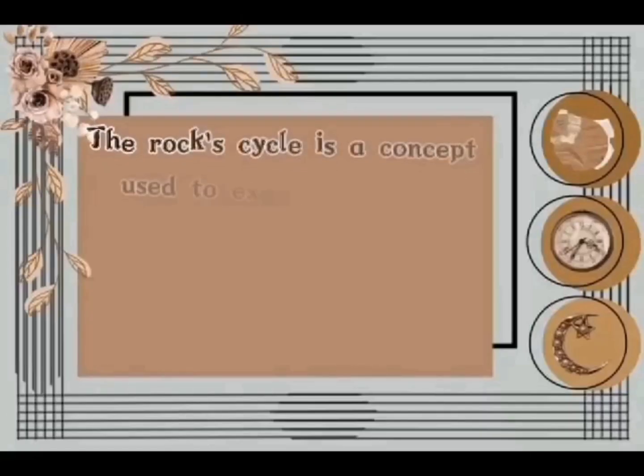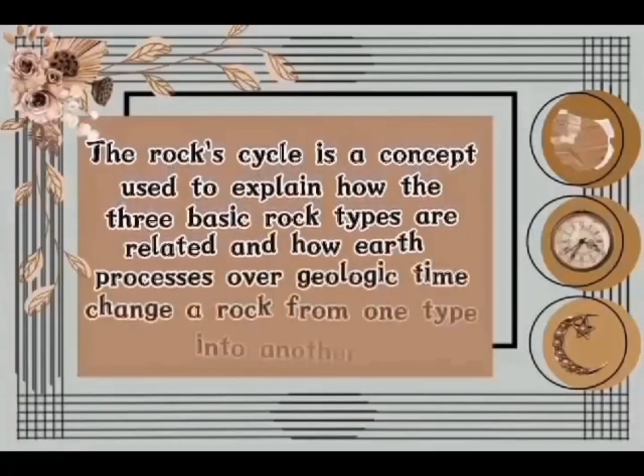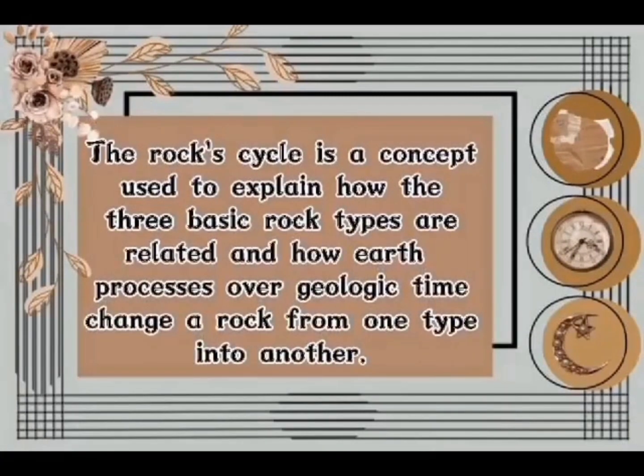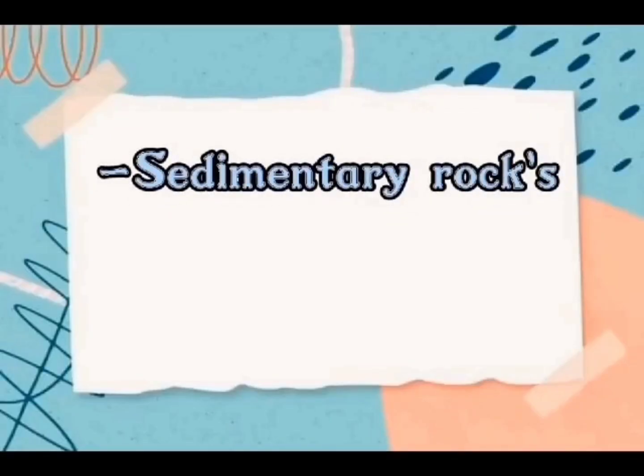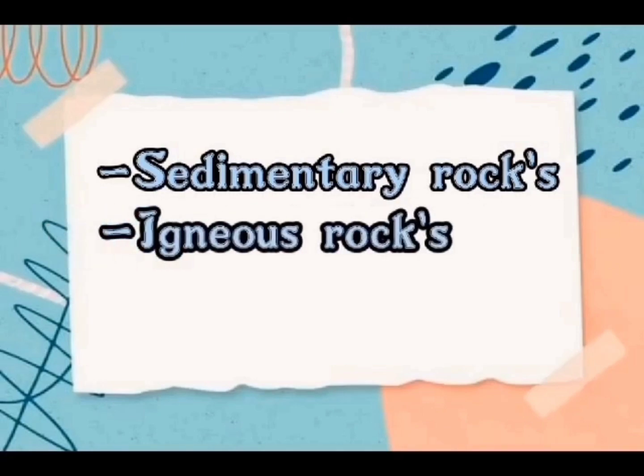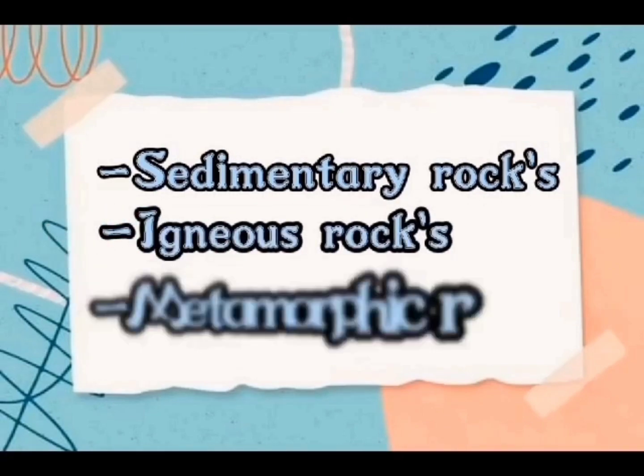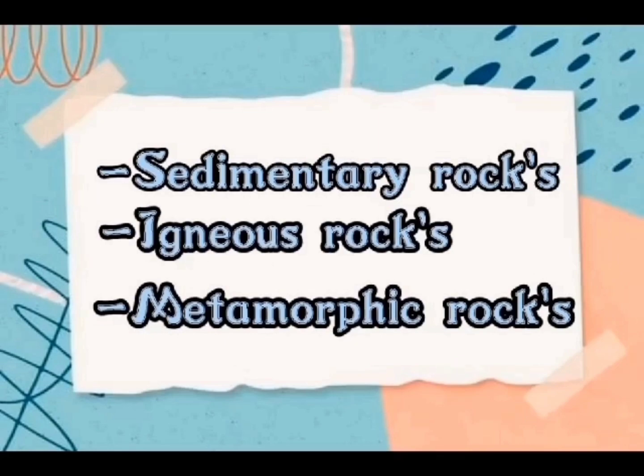The rock cycle is a concept used to explain how the three basic rock types are related and how Earth processes over geologic time change a rock from one type into another. There are three types of rock. The first one is sedimentary rocks, the second is igneous rocks, and the last one is metamorphic rocks.